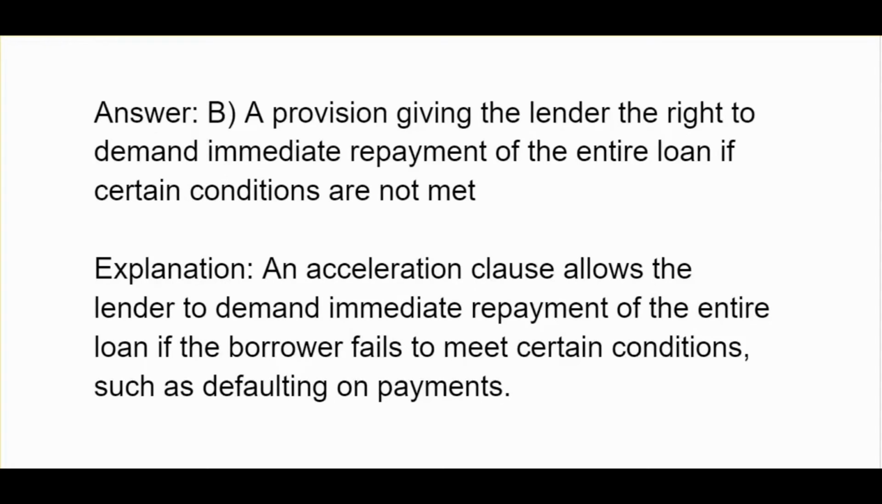B, a provision giving the lender the right to demand immediate repayment of the entire loan if certain conditions are not met. An acceleration clause allows the lender to demand immediate repayment of the entire loan if the borrower fails to meet certain conditions, such as defaulting on payments.